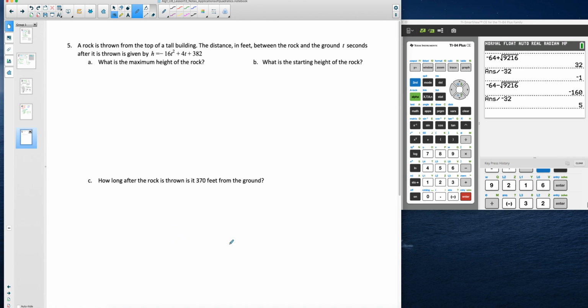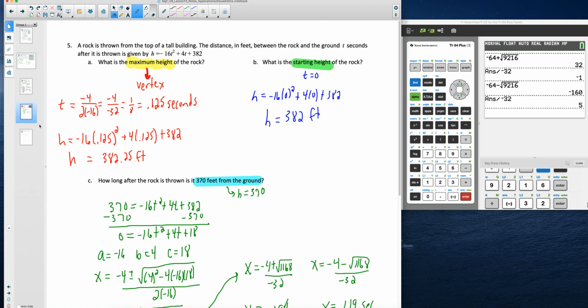All right, so hopefully you've worked through this problem. I'm going to skip to the work here. So once again, when we see the word maximum height, that should mean I need to look for my vertex. What form am I in? And we're in standard form this time. So once again, we have to go through and do our negative b over 2a. So negative 4 divided by negative 32 is 1/8. And then if you do that on your calculator, you get 0.125 seconds.